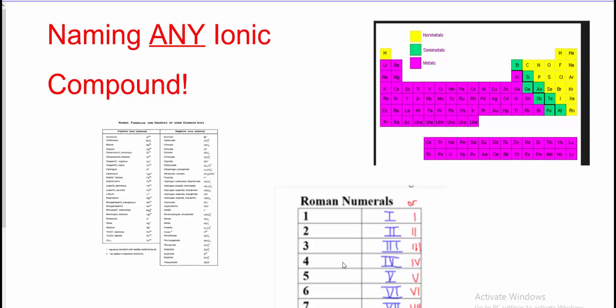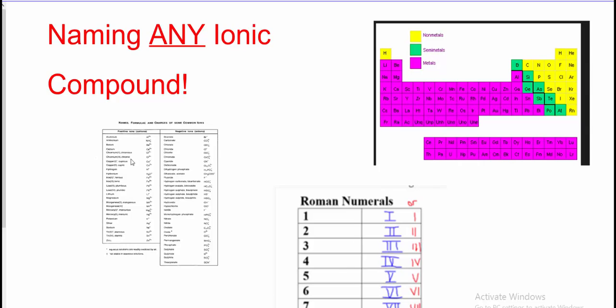Hi and welcome back. In this last lesson we're going to combine all the different things that we've learned about naming and writing formulas for ionic compounds. Here we are going to be thrown any ionic compound, and we've got to figure out how to name it or write the formula appropriately. So we're combining our knowledge of polyatomic ions, multivalent metals, how to write the names and charges of multivalent metals, and just the general rules for naming ionic compounds.